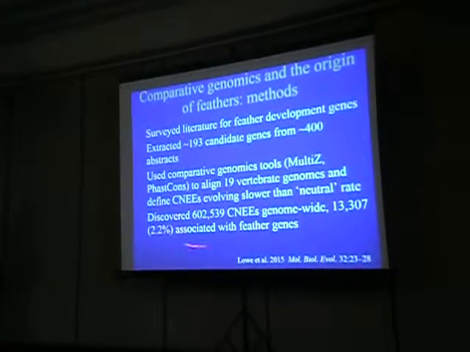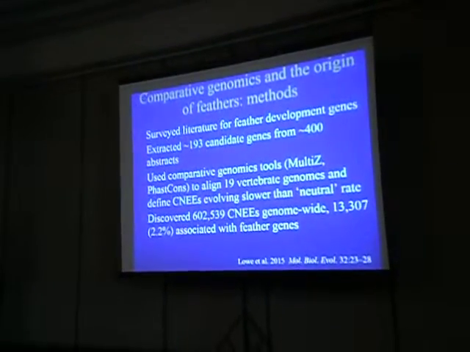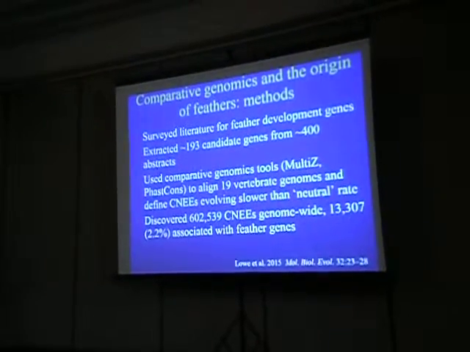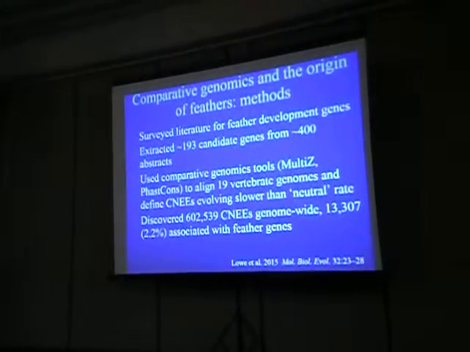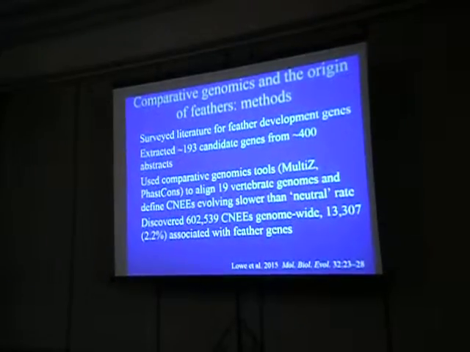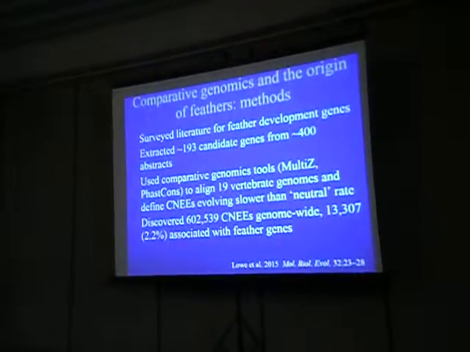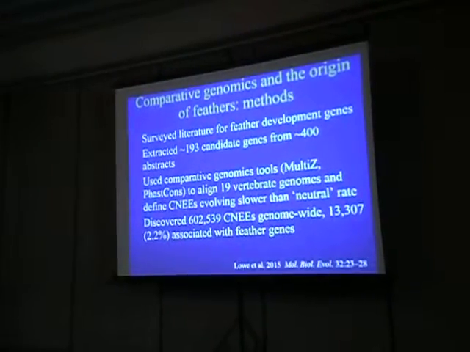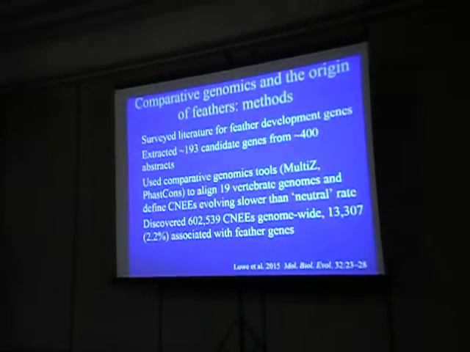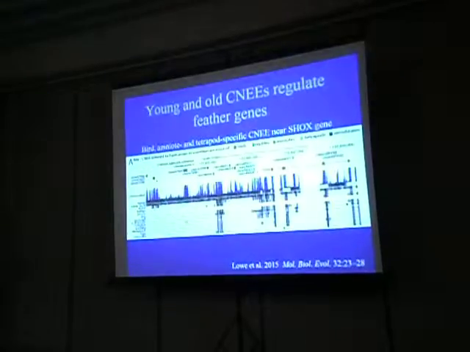We discovered over 600,000 of these conserved non-exonic elements, 13,000 of which were close to and putatively associated with genes involved with feather development. So what we're going to do is essentially monitor the origin of the genes and the conserved regulatory elements themselves on the vertebrate tree.